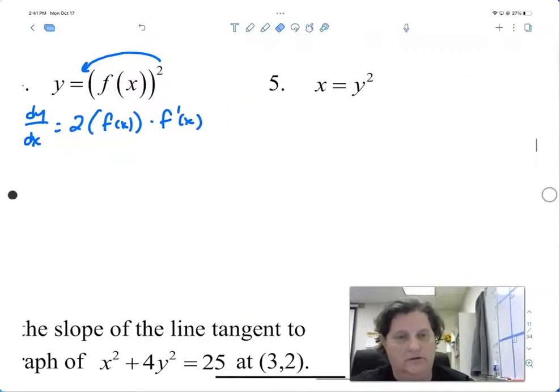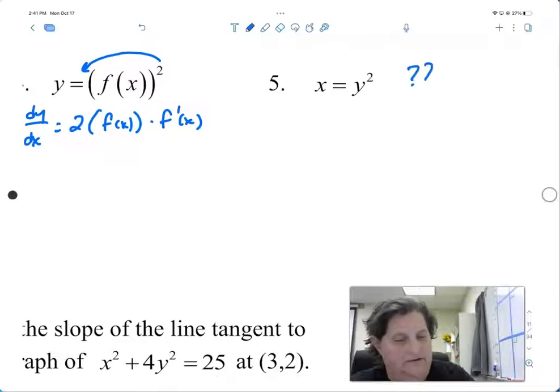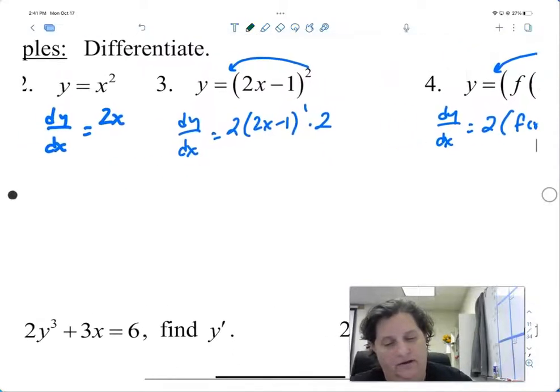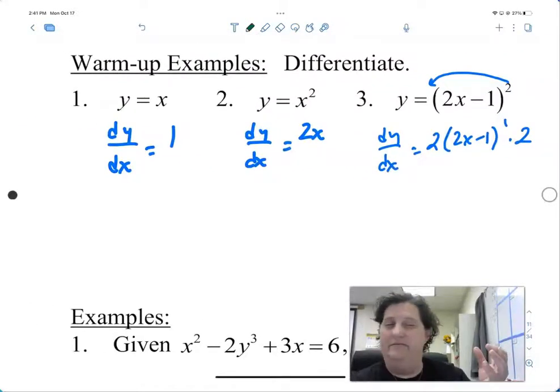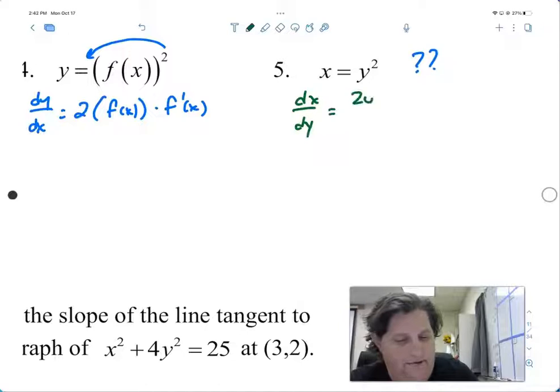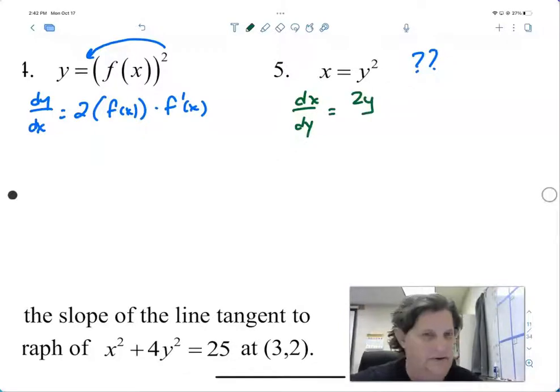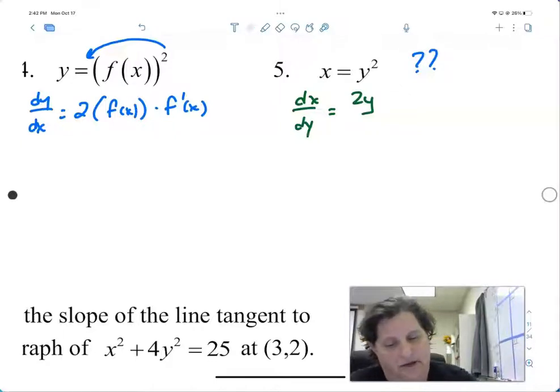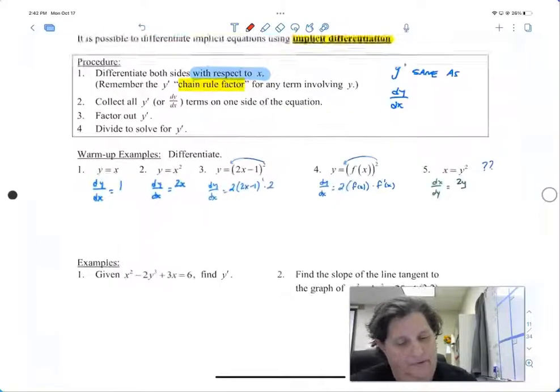Now, how on earth do we do this? Well, if we follow the patterns, we know that these are essentially dummy variables, meaning I can use whatever variable I want. If it was y equals x squared, it's dy dx. So if it's x equals y squared, would it be dx dy? Because that's the derivative of x with respect to y. But we're usually looking for dy dx, right?